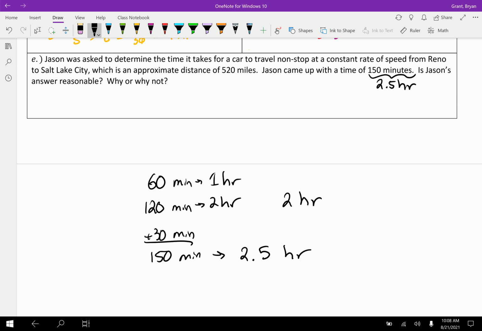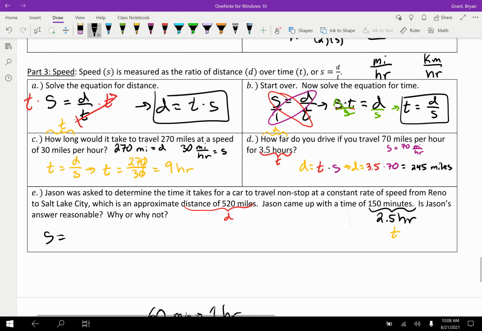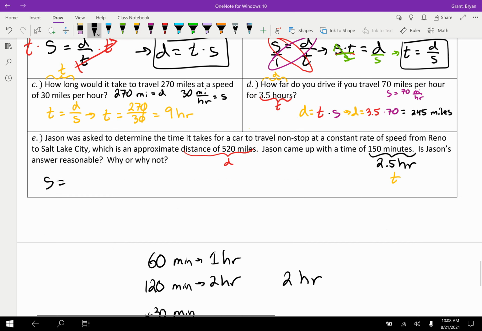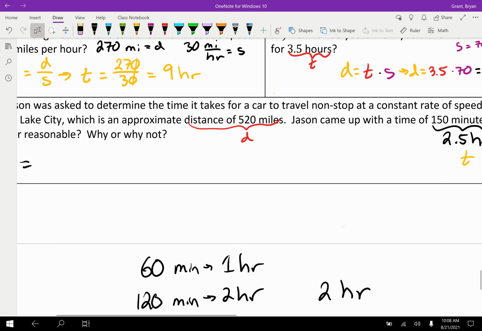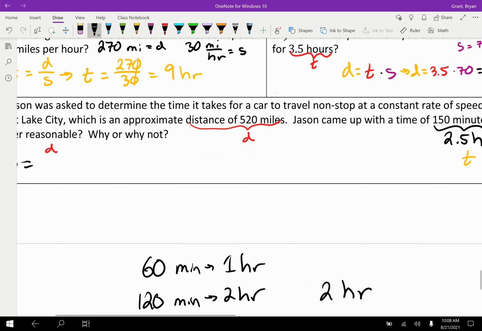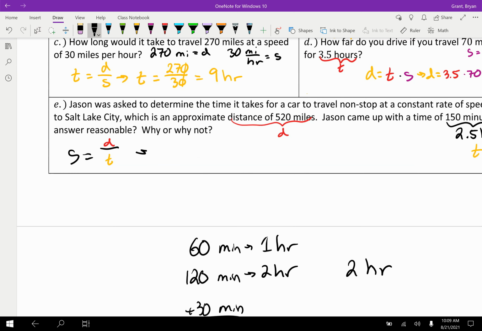So we have a distance here. So the distance is, of course, the variable d. We have a time, that is t, and let's go ahead and see what his speed would have been then. So speed equals, do we have a formula for speed? Oh, we do at the beginning. It's distance over time. Speed is our distance divided by our time. Okay, let's work this through. So speed equals the total distance, 520 miles, divided by the time, 2.5.